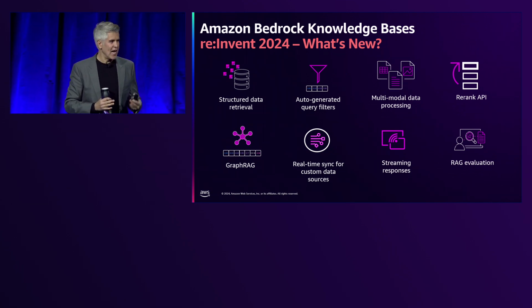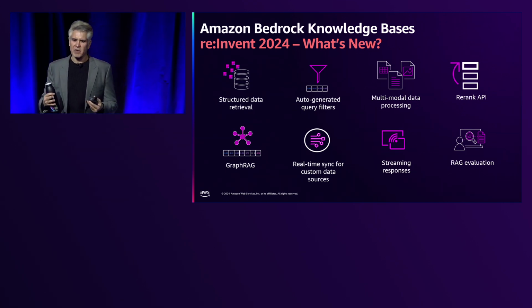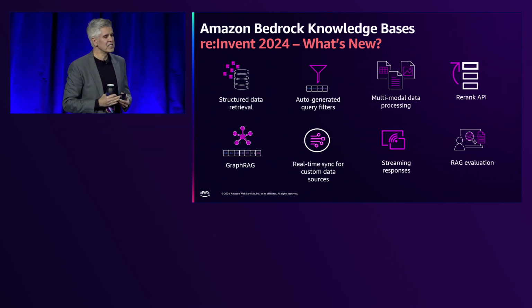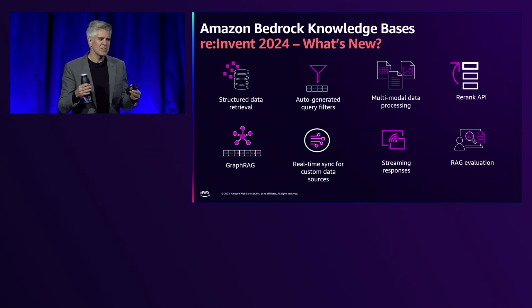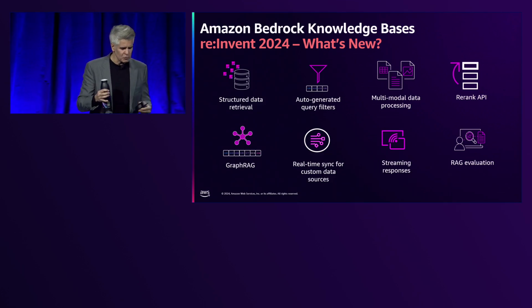We have GraphRAG. Moni is going to talk about that as well. So now one of your knowledge base sources can be Neptune as a graph DB, and we can create these linkages and create graphs on the different types of data across many documents and data sources.